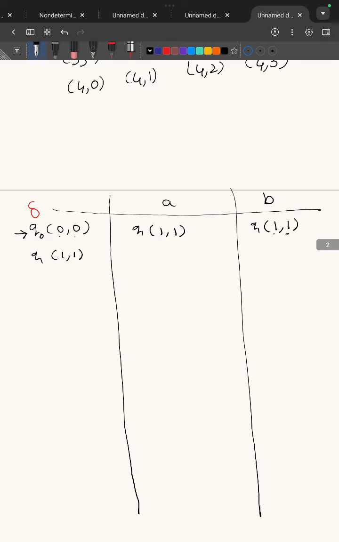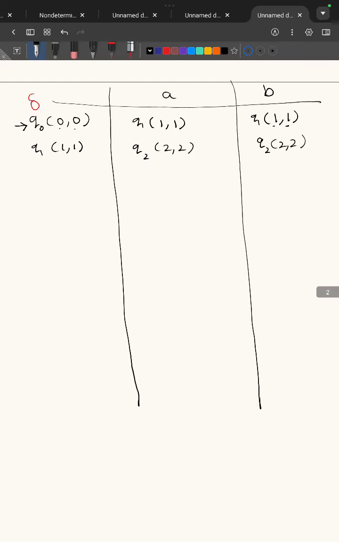If I see one more A, the length will become 2, right? So obviously it will go to 2, 2. Here also it will go to 2, 2. Here there is no difference between A and B because they didn't specify anything. So for both A and B you will have the same transition. Now we are in the state 2, 2.